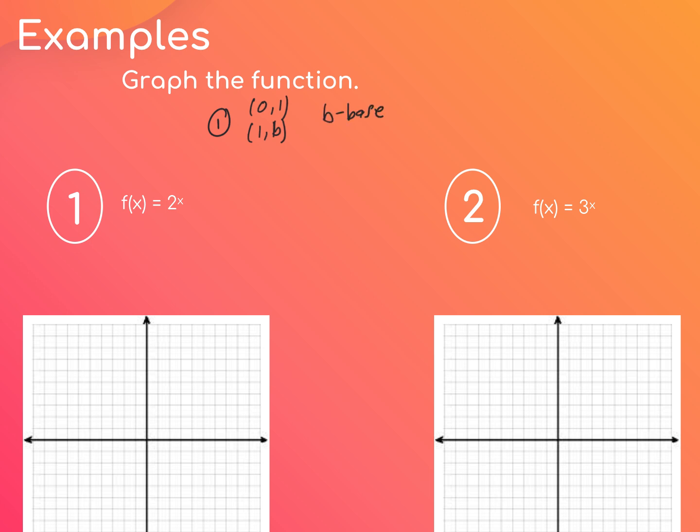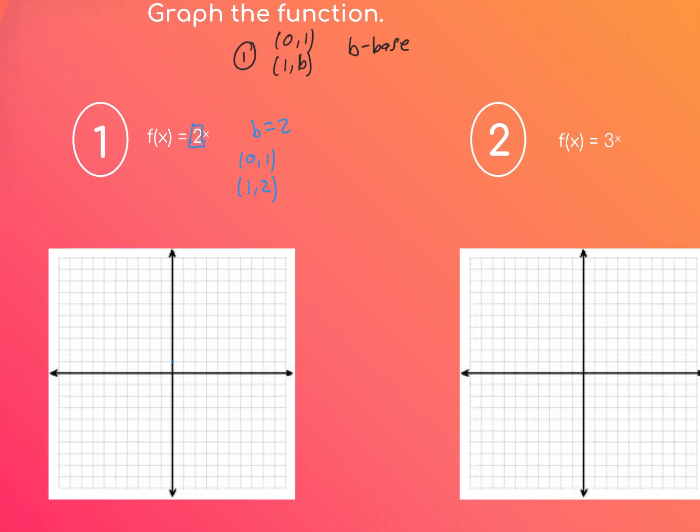So I'm going to look at number 1 here. What is the base of this function? Well, we have 2 to the power of x. Anything that has the exponent is our base, so I'm going to say b equals 2. That is our base here. So we can simply graph. I know there's going to be a point at (0, 1) and (1, b), but in this case b is 2. So (0, 1) and (1, 2); I'm going to plot those points. I have one right here, and then I have (1, 2) right here.